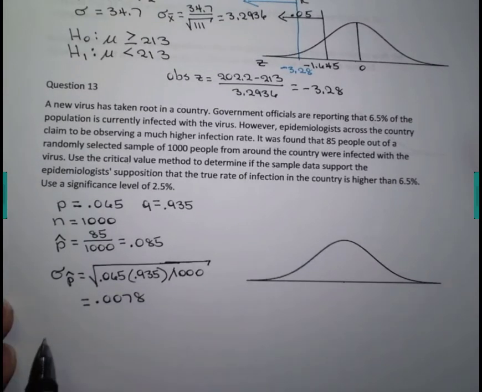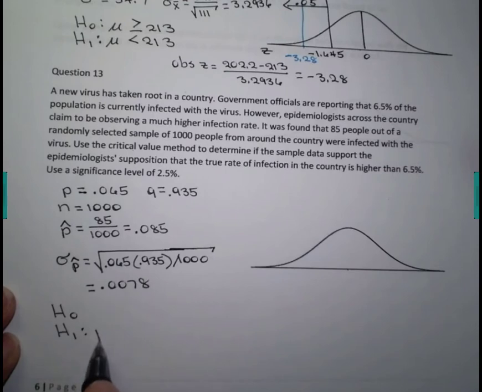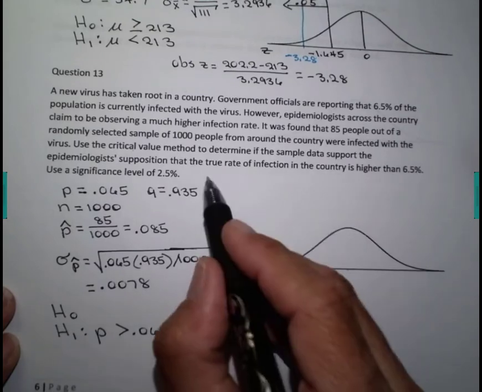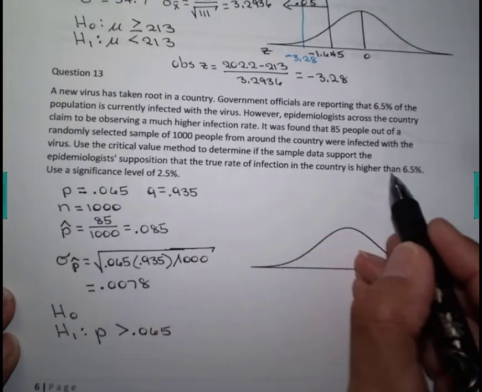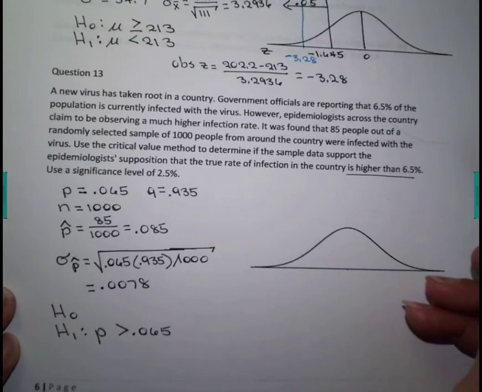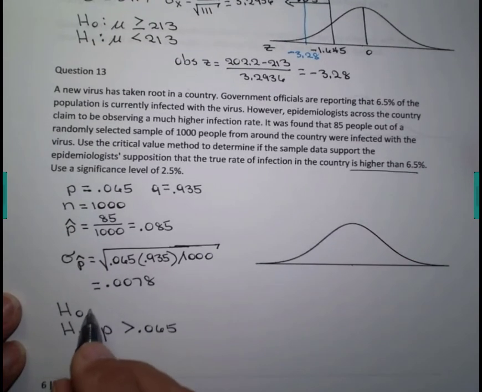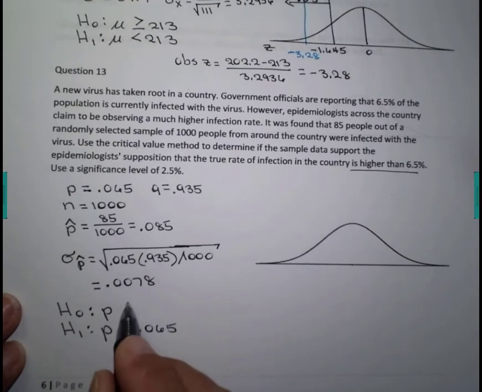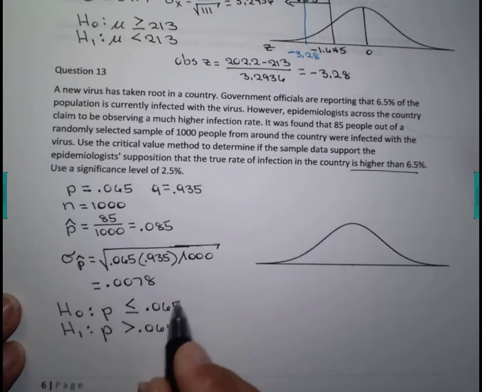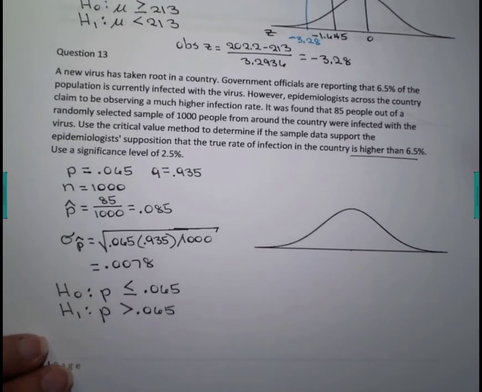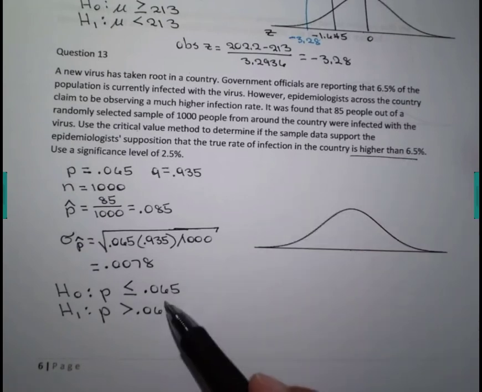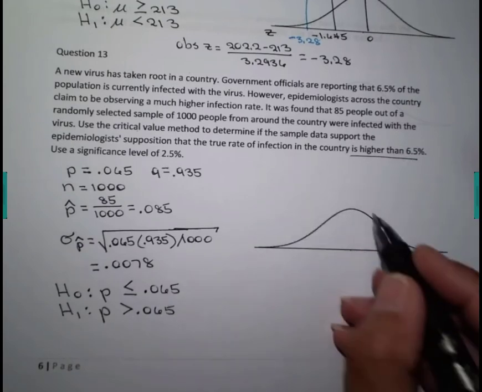I'm going to go ahead and put my hypotheses down. I should have done that before. The hypotheses, the null and the alternative. The alternative is that they think the population proportion is greater than 0.065, okay? That's what they said. They think the true rate of the infection is higher than 6.5%. So that's what the epidemiologists think. The null hypothesis would be the opposite of that: p is equal to or less than 0.065. Remember, we talk in percentages, but we always represent them as decimals when we do the math, okay?